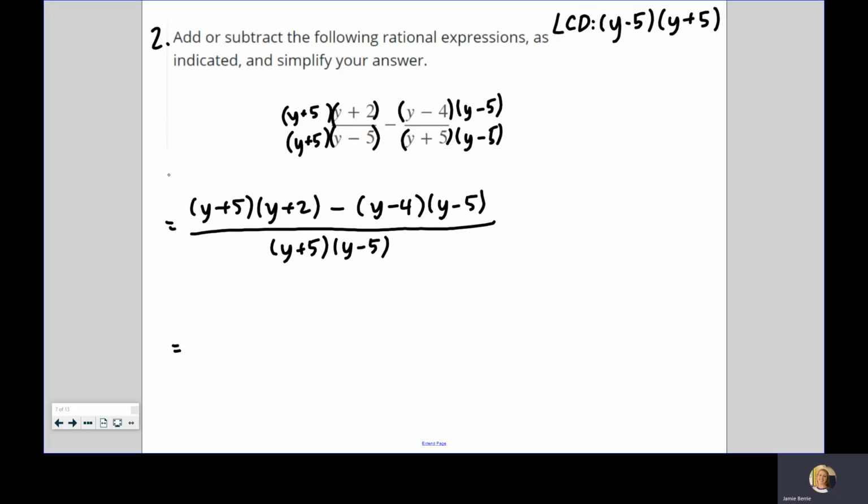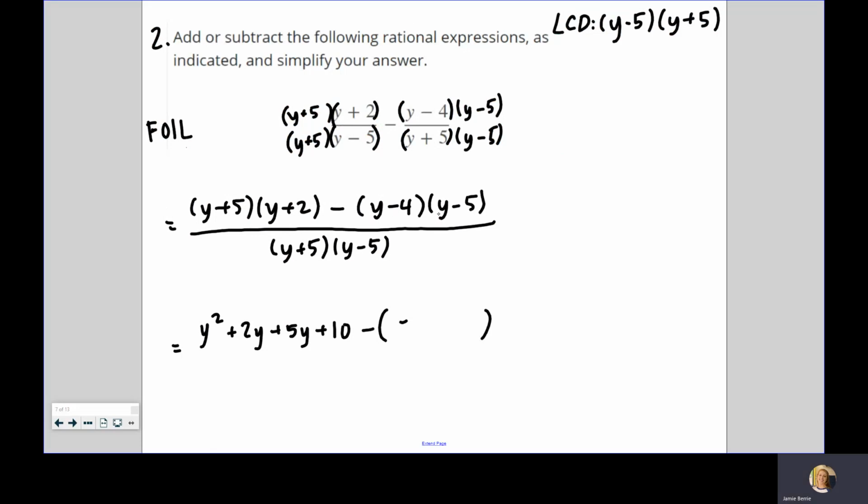Okay, so remember the FOIL method of multiplying binomials. First, outer, inner, last. All right, so y times y, that's the first. Y times y is y squared. Y times 2 is 2y, so positive 2y. Positive 5 times y is positive 5y. Positive 5 times positive 2 is a positive 10. Minus, now you got to be careful here because I got to keep that whole second part here in parentheses because I'm going to have to distribute that negative.